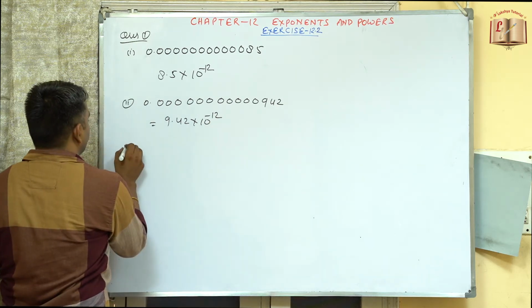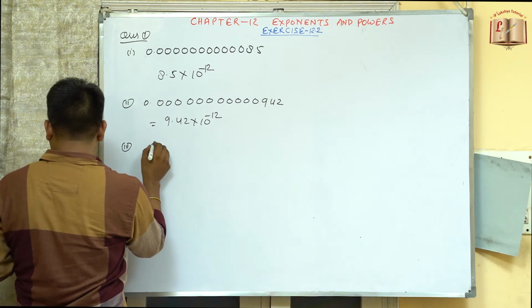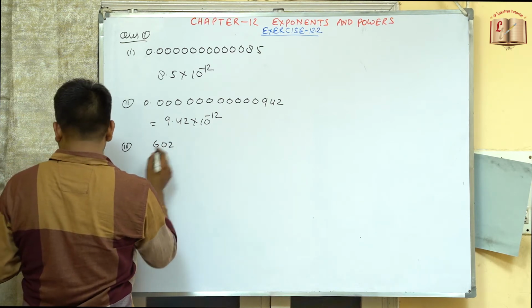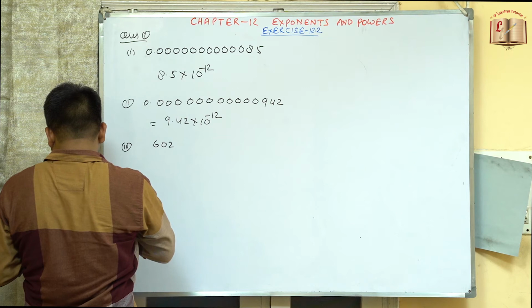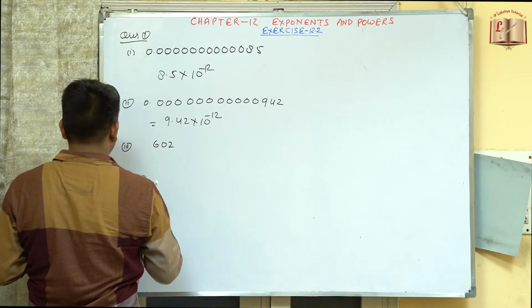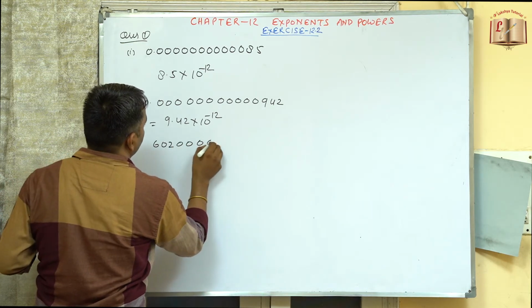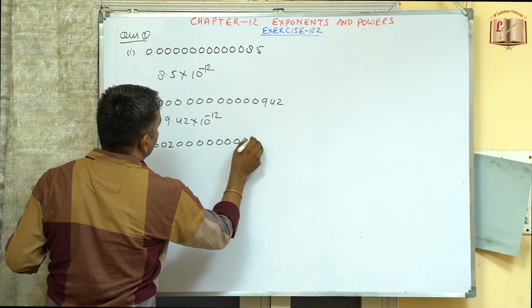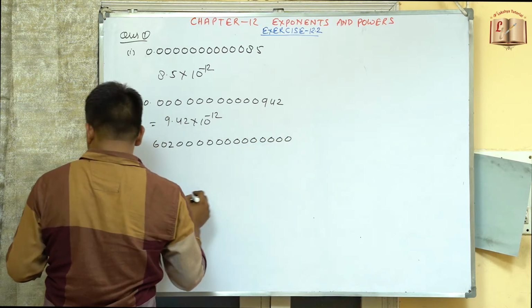So again coming to the third part, it is now 602, then 2, 4, 6, 8, 10 and 13 zeros.